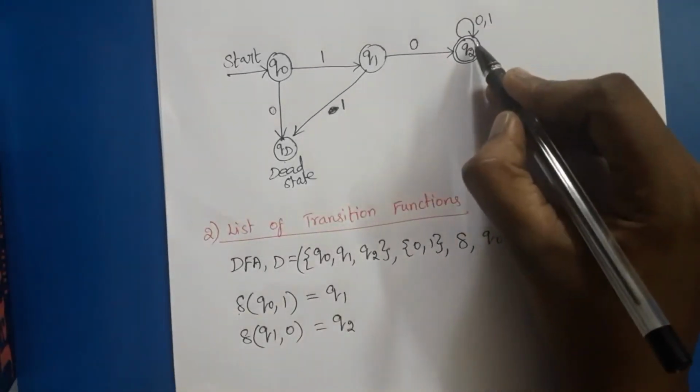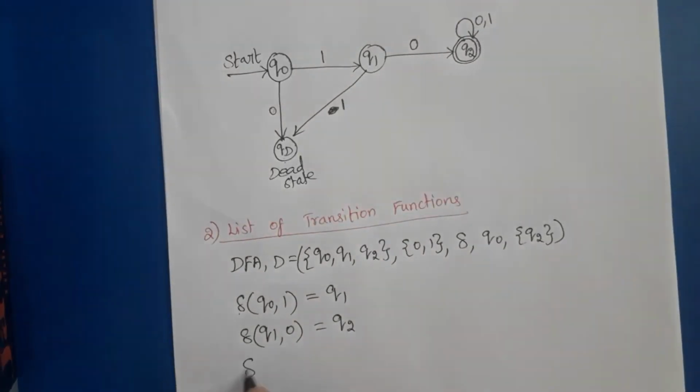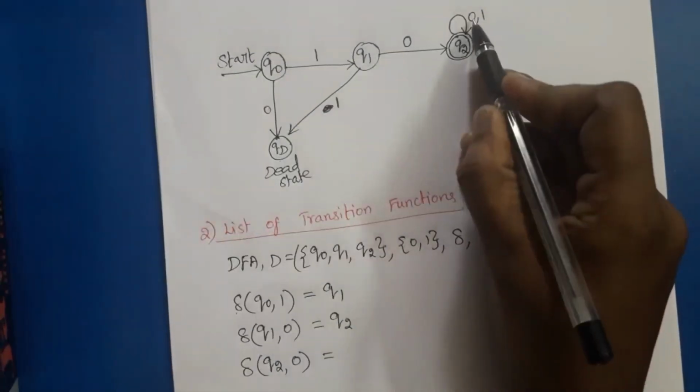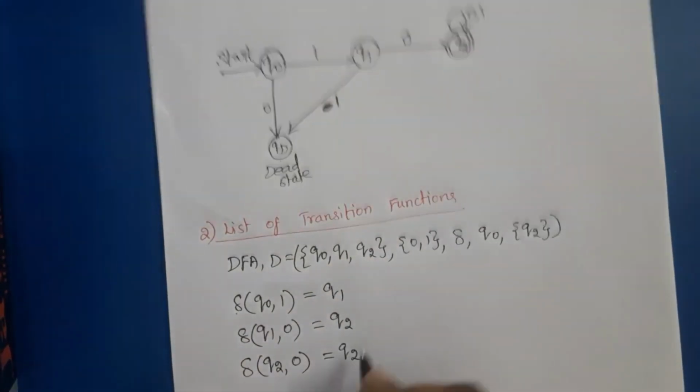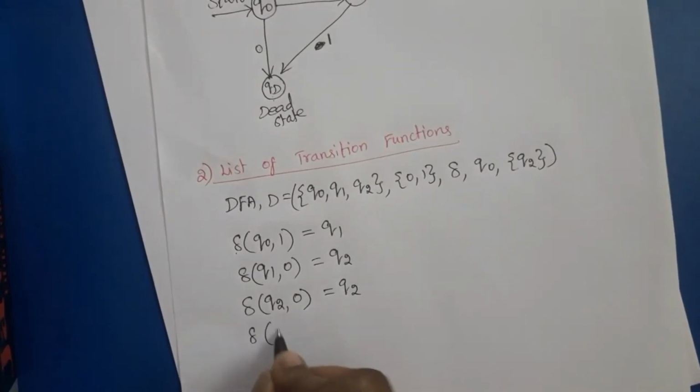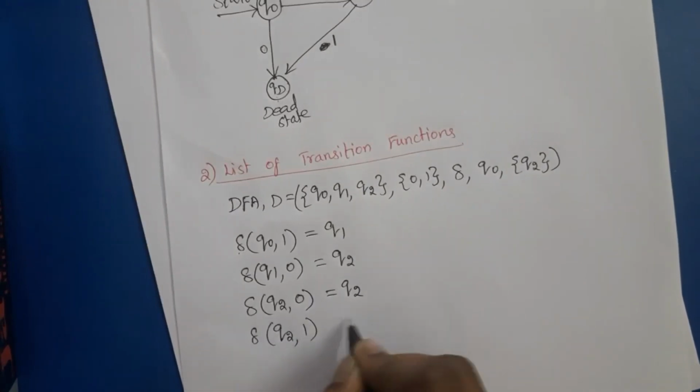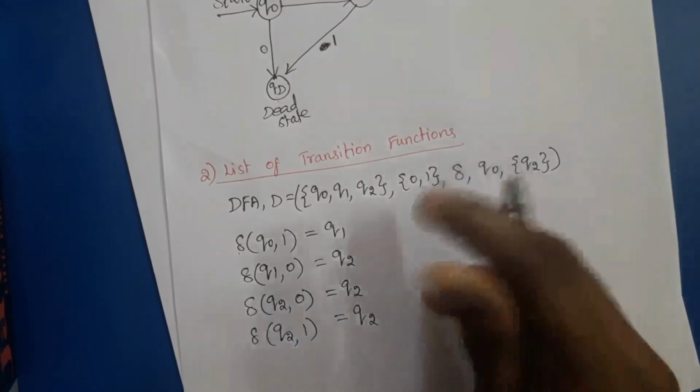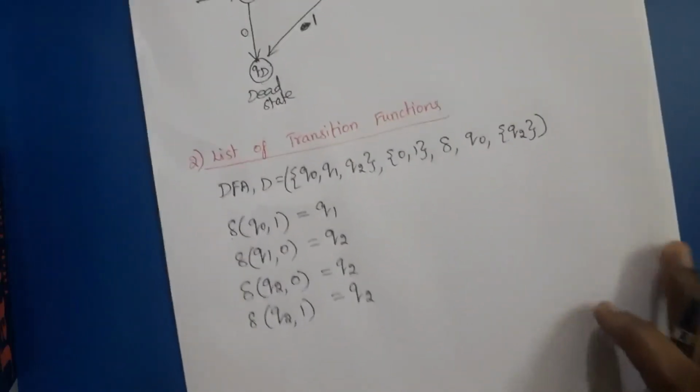Then from Q2, there are 2 transitions. So delta of Q2 comma 0 is Q2, and delta of Q2 comma 1 equals Q2. These are the list of transitions.